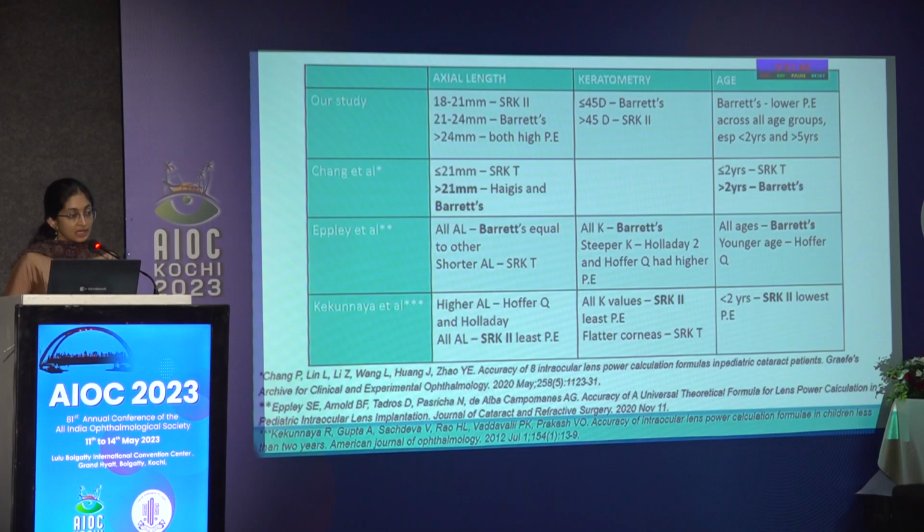So when we compared our study with other similar studies that have been done, we can see that there's no single IOL power calculation formula that has been given by any study. Chang et al. said that Barrett's performed actually better in the higher axial lengths and in children more than 2 years of age. Eppley et al. said Barrett's performed equally well across all the age groups, all the axial lengths and all keratometries. But Kekunaya et al. actually found that SRK2 had the least predictive error across all the groups.